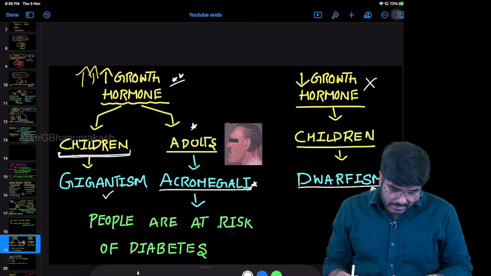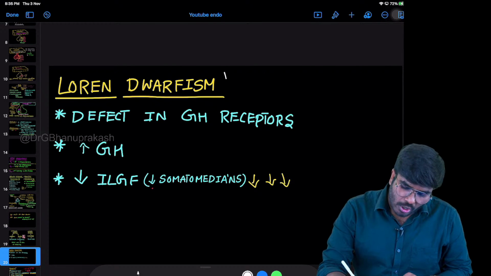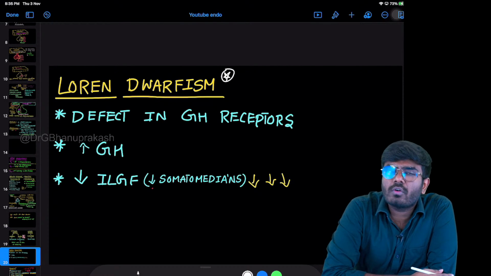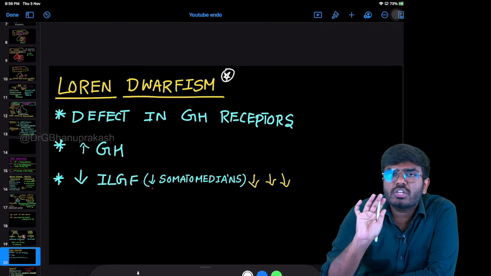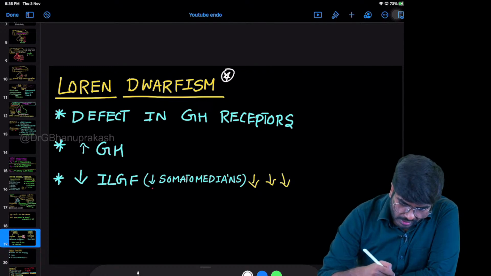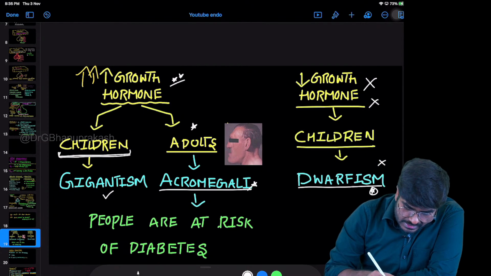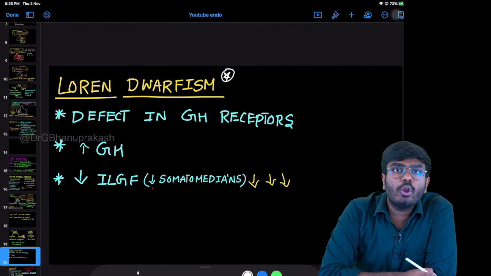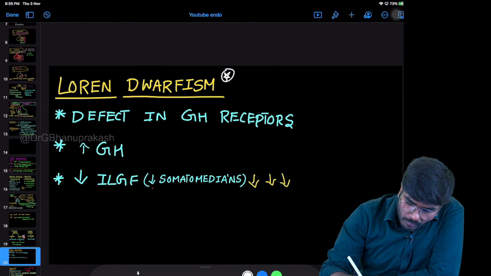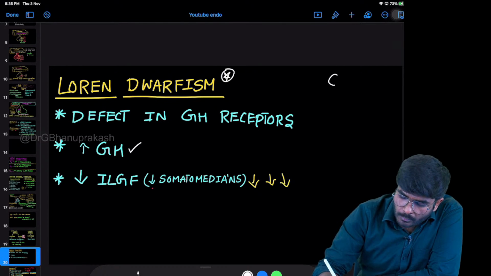Now, an important point which I want you to know is there is something called Laron dwarfism. So what is Laron dwarfism, sir? Normally, just talk about the normal dwarfism. Normal dwarfism means there is no growth hormone, so there is no growth. What is Laron dwarfism or Levi-Lorain dwarfism? There is growth hormone, no doubt. There is no doubt growth hormone is there.